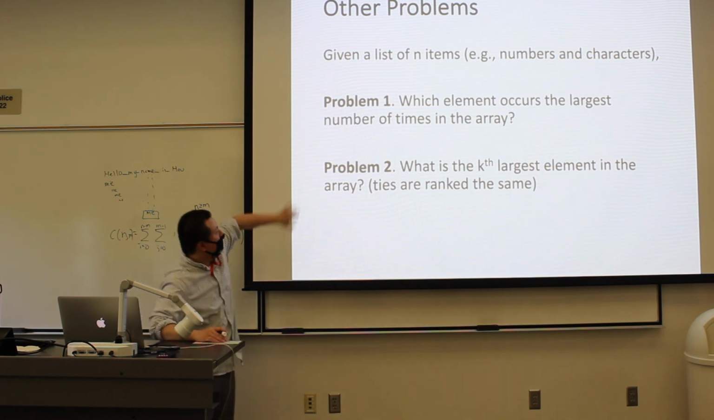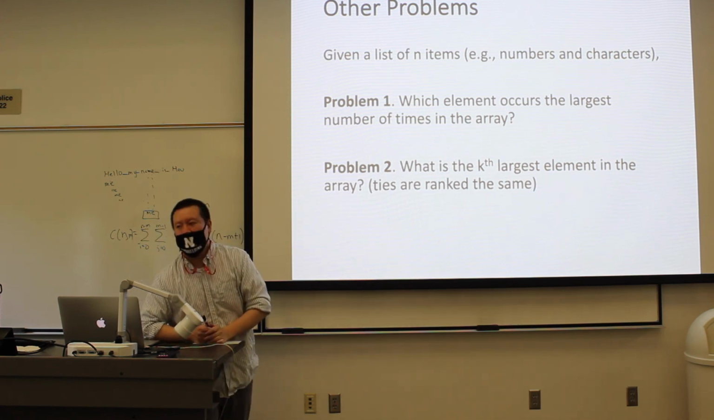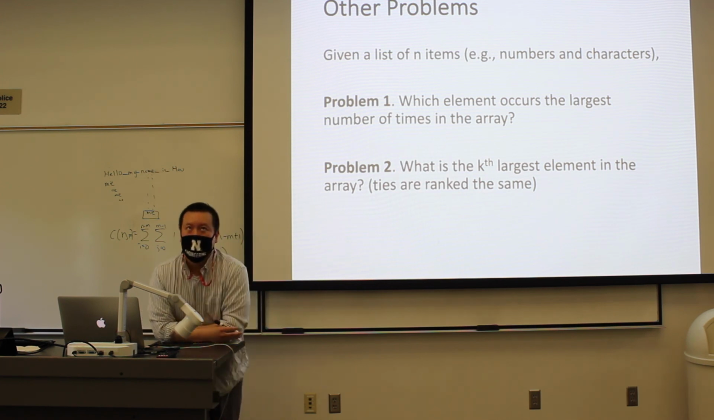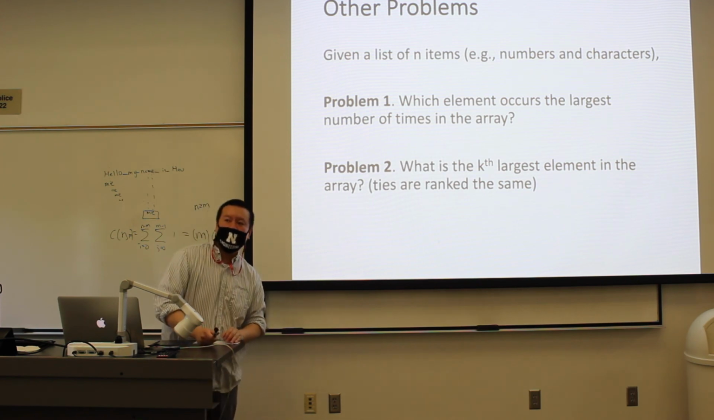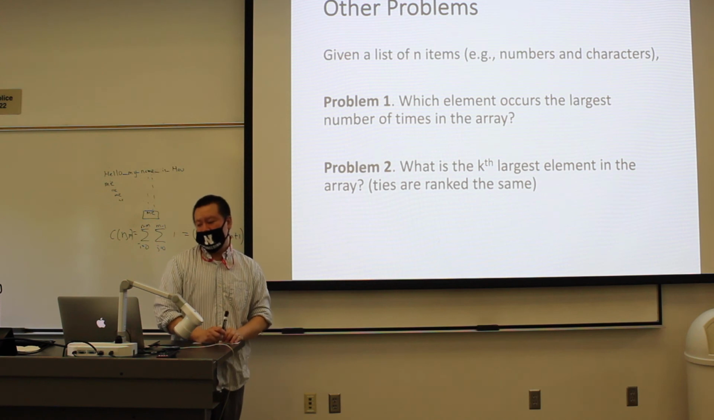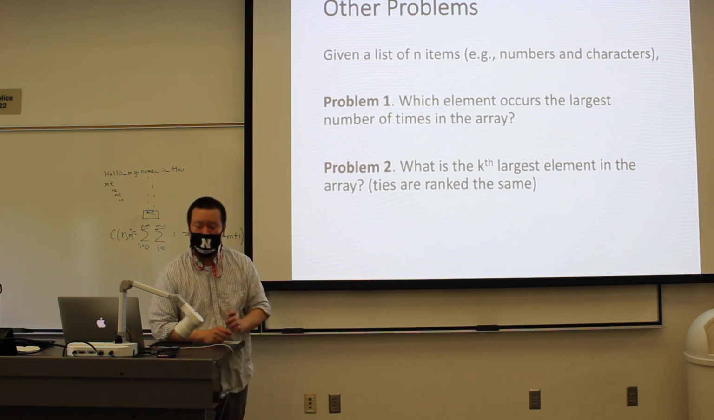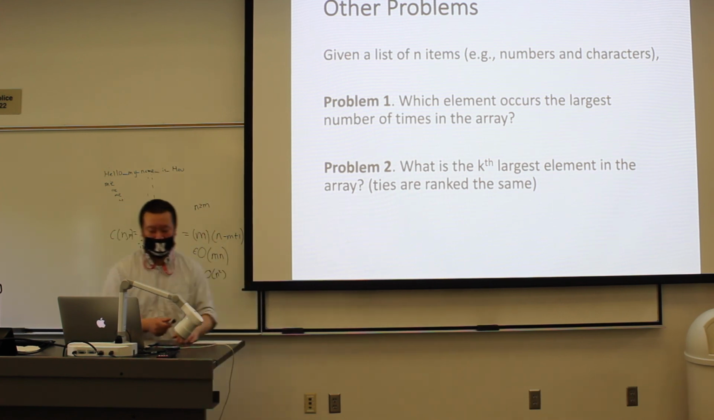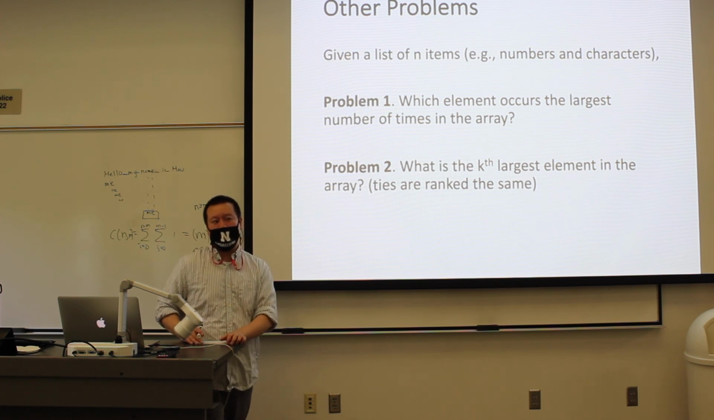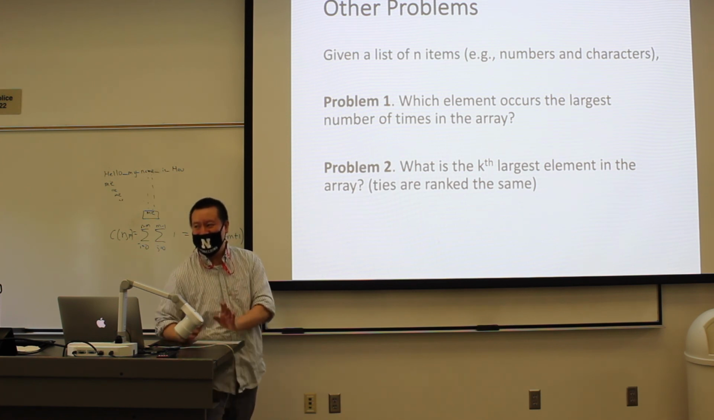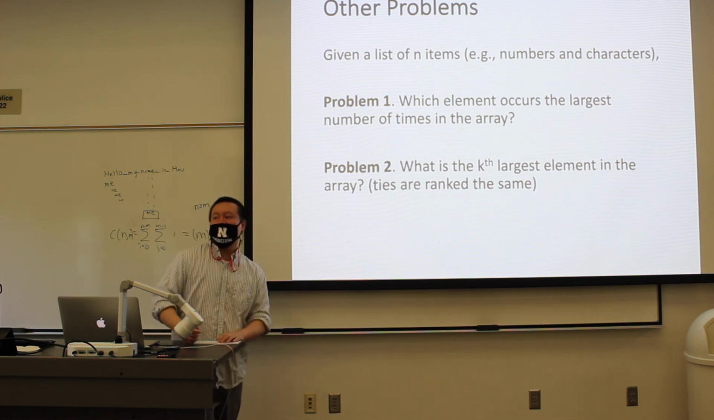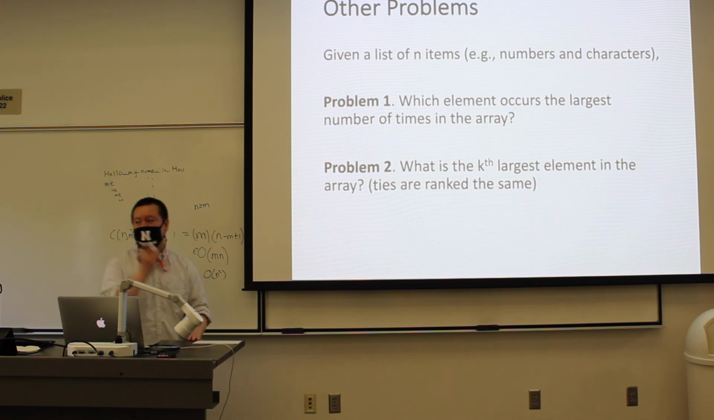For the second one, let me quickly say this. The same idea will work. For each of the elements, you can count how many of the numbers are strictly smaller than it. If the number of elements smaller than it is k minus 1, then you know that this element is the kth largest element. Does that make sense? But that's n squared, right? Yeah, that's n squared. That one takes a little bit longer, but that's one way of doing it.